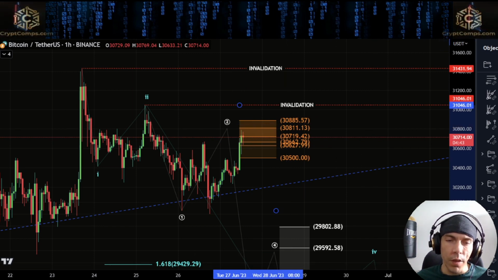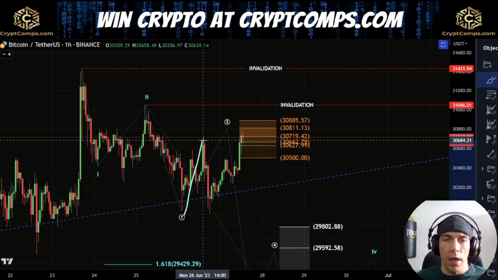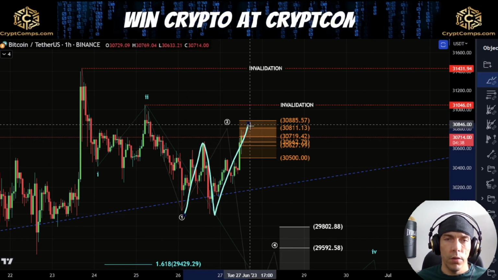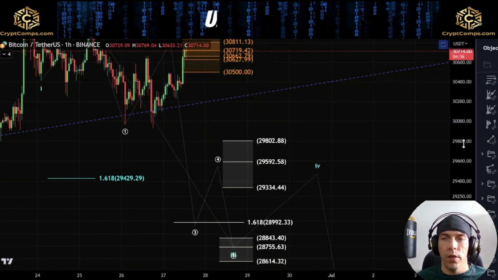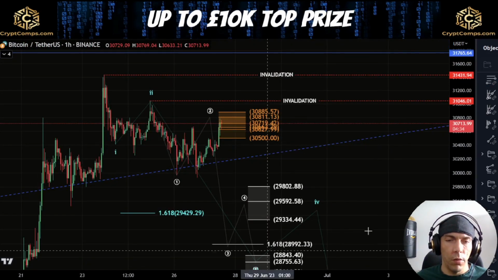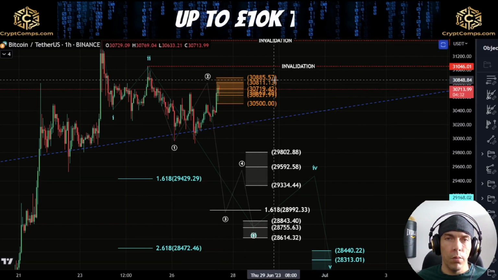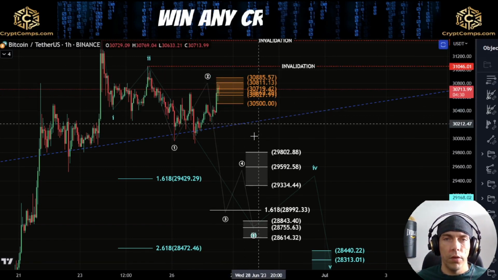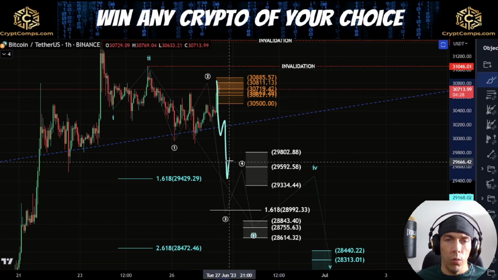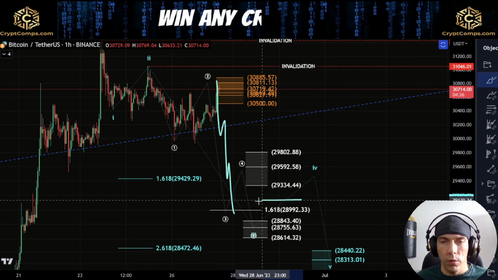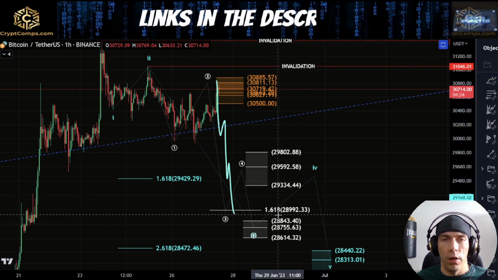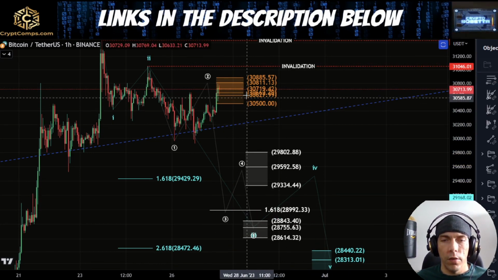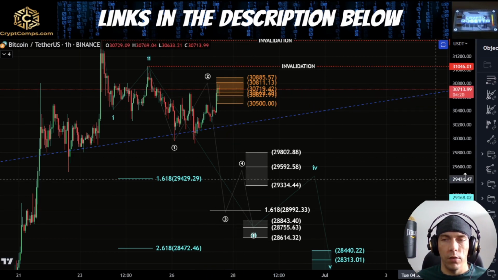So if we do just see this as A, B, and C to the upside here, this could actually be setting us up for a deeper drop. So what we need to be cautious of here is that if we reject in this orange target box area and we see a 5-wave move to the downside, which pushes us down towards this 28,992 level, what we could then see is that potential that we're actually starting to extend out here.